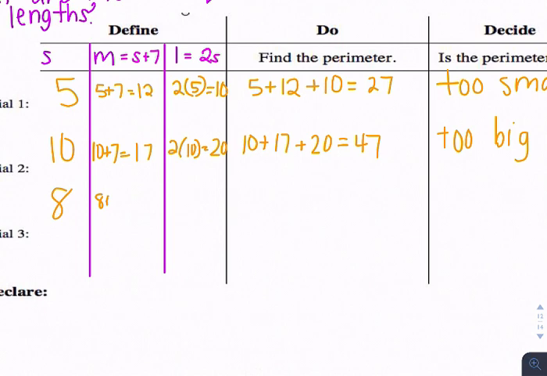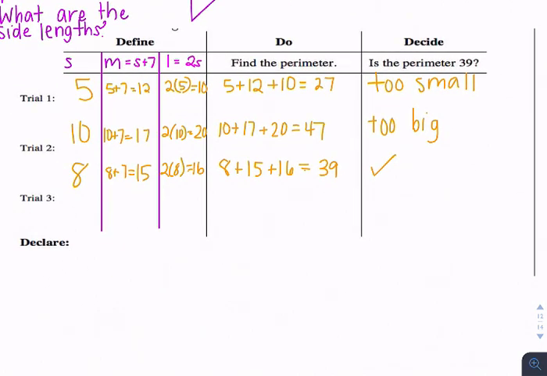So now I have 8 plus 7, and I get 15. And then I do 2 times 8, which is 16. And then I do 8 plus 15 plus 16. 15 plus 16 is 31. 31 plus 8 is 39. So I've got it.